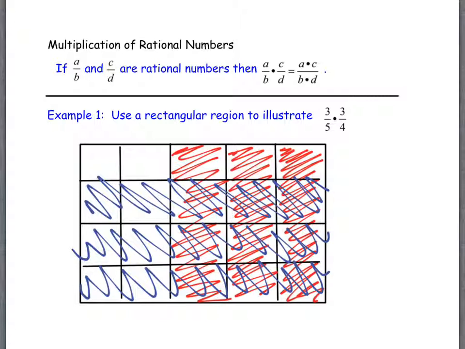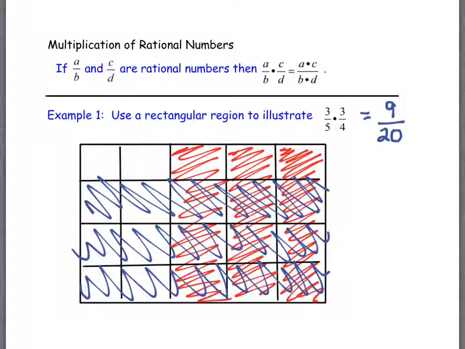Okay, then the solution from this diagram of 3/5 times 3/4 is actually the double shading. How many boxes got double shaded? 9. Out of how many boxes total in my picture? 20. And you can see exactly that that works with our definition of how this multiplication is supposed to work. You multiply across the top, 3 times 3 is 9. Across the bottom, 4 times 5 is 20. So this is a diagram that represents this concept. Does that make sense? Okay.